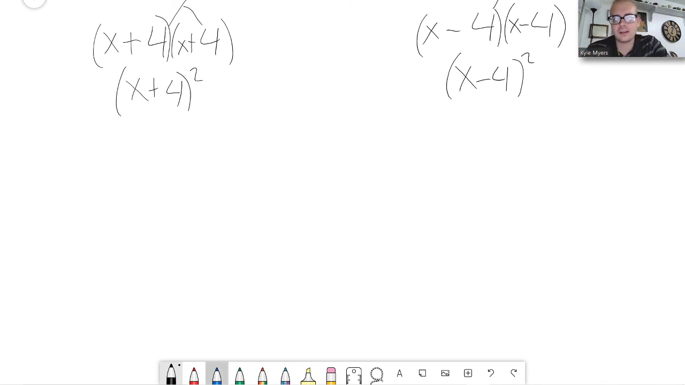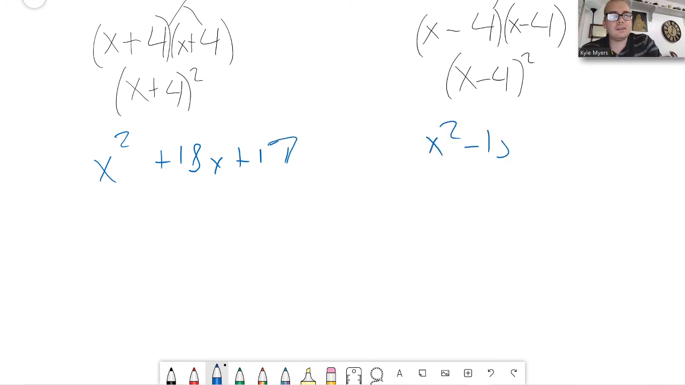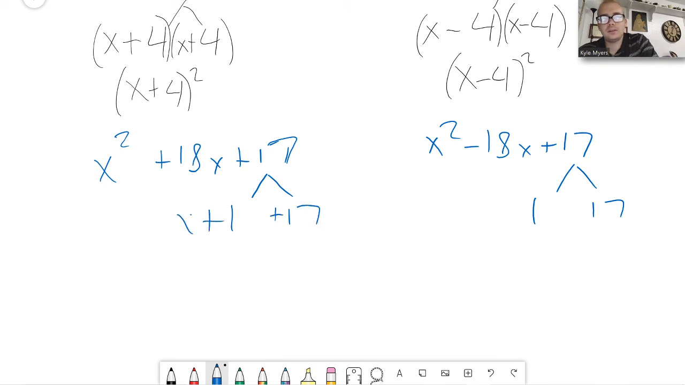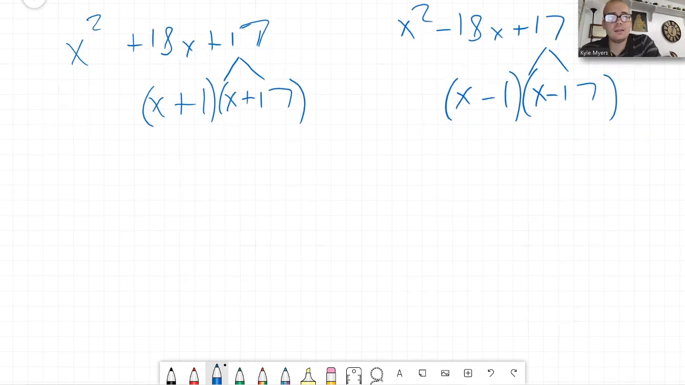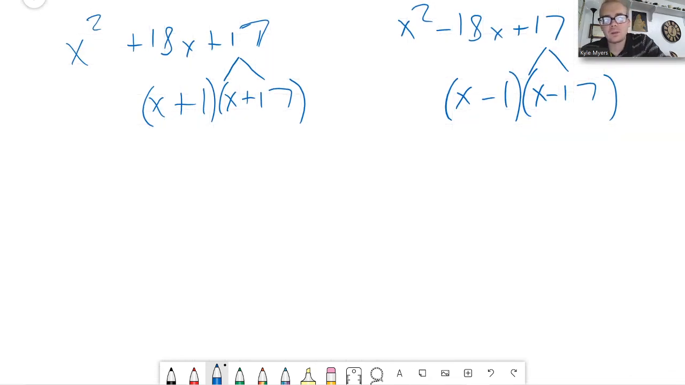Rounding off the rest of our questions here, we have 17, which is a prime number. Look at that. x squared plus 18x plus 17, x squared minus 18x plus 17. So I have 1 and 17, 1 and 17, plus plus, minus minus. All right, and we're done because 17 is prime.